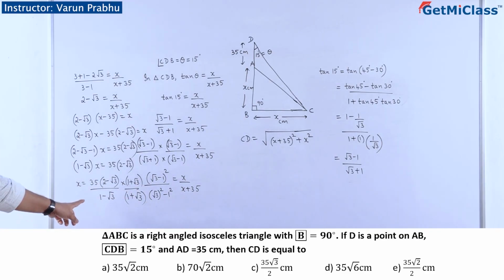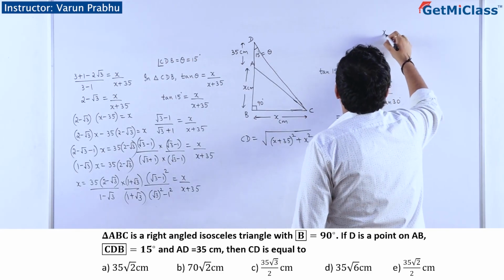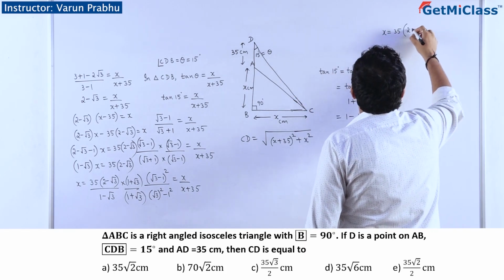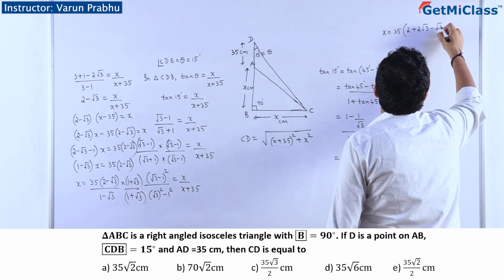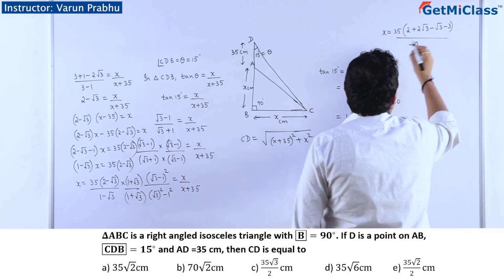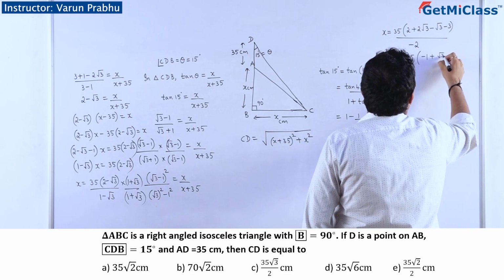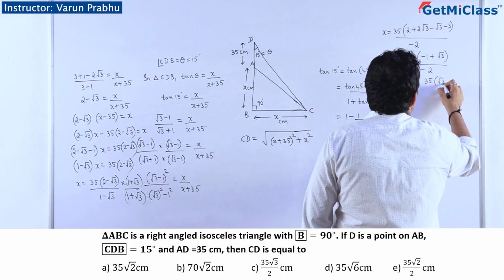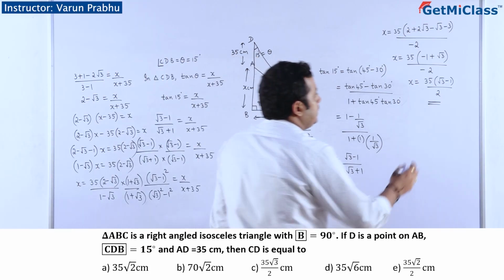So what is the answer that we are getting here now? x is equal to 35 times 2 plus 2 root 3 minus root 3 minus 3, the whole divided by 1 minus 3. 1 minus 3 is minus 2. So x is equal to 35 times minus 1 plus root 3 divided by minus 2. So x is equal to 35 into root 3 minus 1 divided by 2. This is the value of x centimeters.